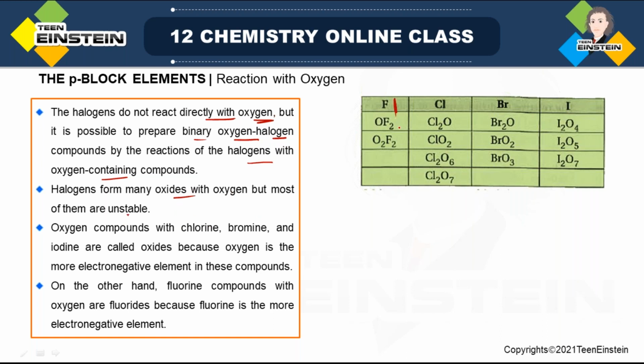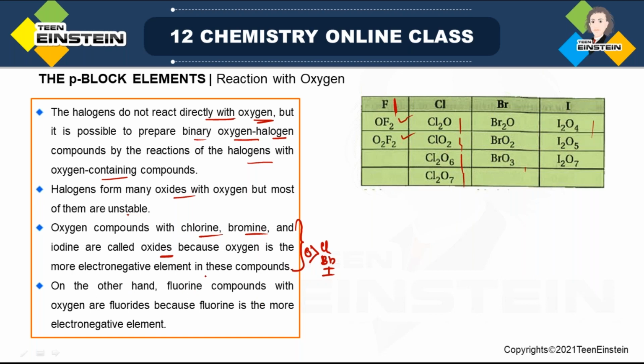Now, for fluorine, these two compounds are possible, O2F2 and OF2. For chlorine, the variety is comparatively high. For bromine and iodine also, see, these are the types that are possible. Oxygen compounds with Cl, Br, and iodine are called oxides, because here oxygen is more electronegative than Cl, Br, I. That is why it is called oxide, because oxygen is carrying the negative charge. If oxygen is not carrying negative charge, we cannot say oxide.